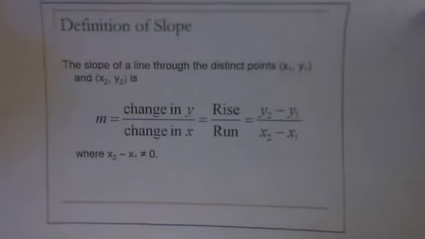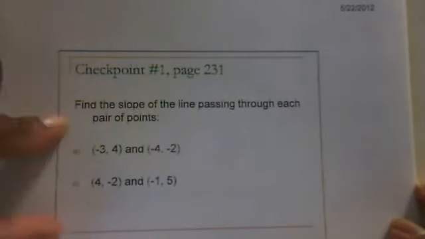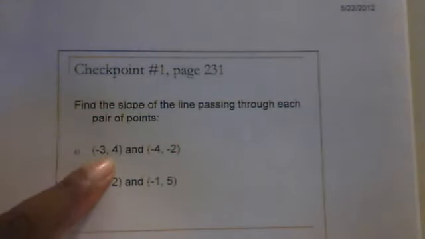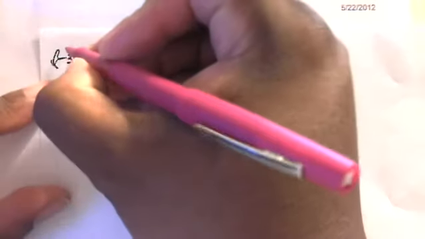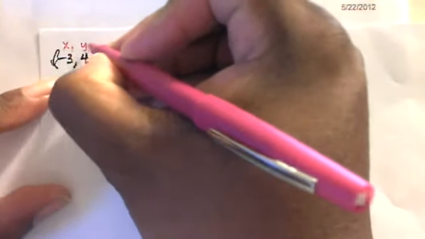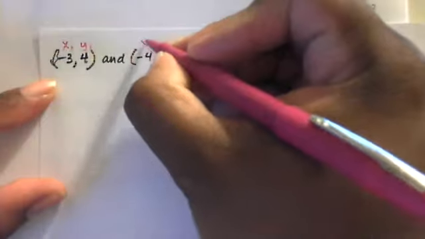We're going to use this particular slope formula to work out these two problems. Let's say we want to find the slope of a line passing through each pair of points. In this case, part A has (-3, 4) and (-4, -2). These are my two points, and I want to find the slope of the line passing through them. This first point is (-3, 4), so x1 will be -3 and y1 will be 4. The second point is (-4, -2), so x2 will be -4 and y2 will be -2.